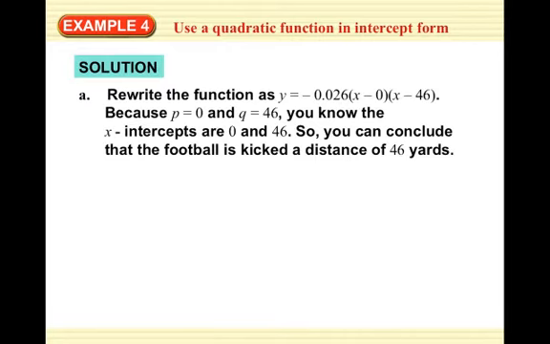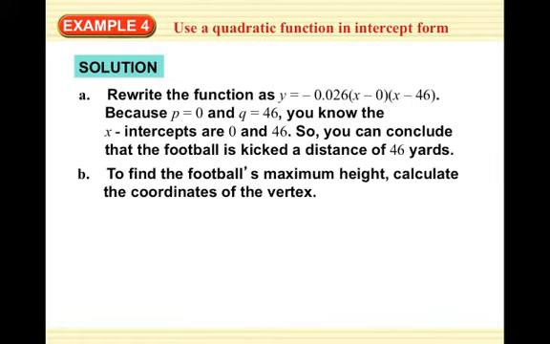All right, so we want to rewrite the function as y equals negative 0.02 times (x minus 0) times (x minus 46), because instead of just times x, we write x minus 0. They are equivalent, but this puts it in intercept form. So that means p is 0 and q is 46. Since we know the x-intercepts are 0 and 46, you can do 46 minus 0 is 46, and you can conclude that the football's kicked a distance of 46 yards.